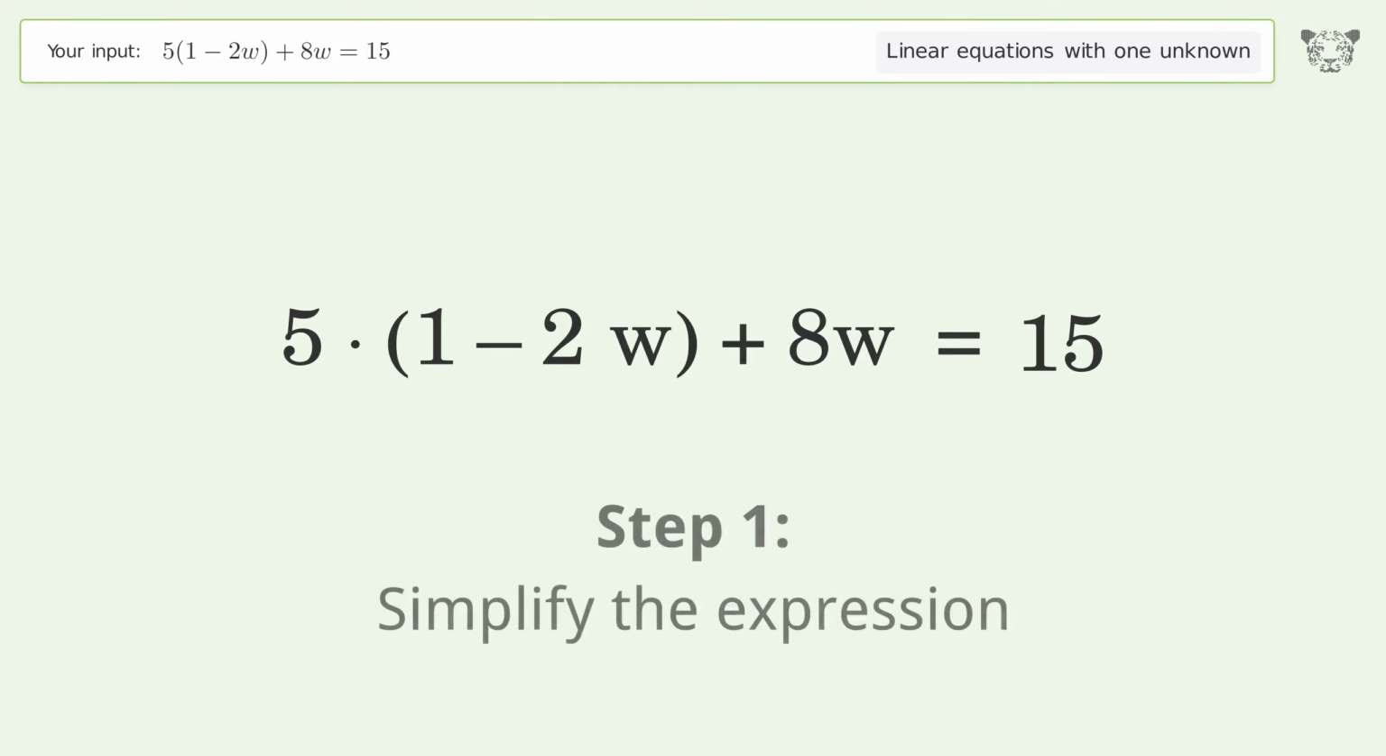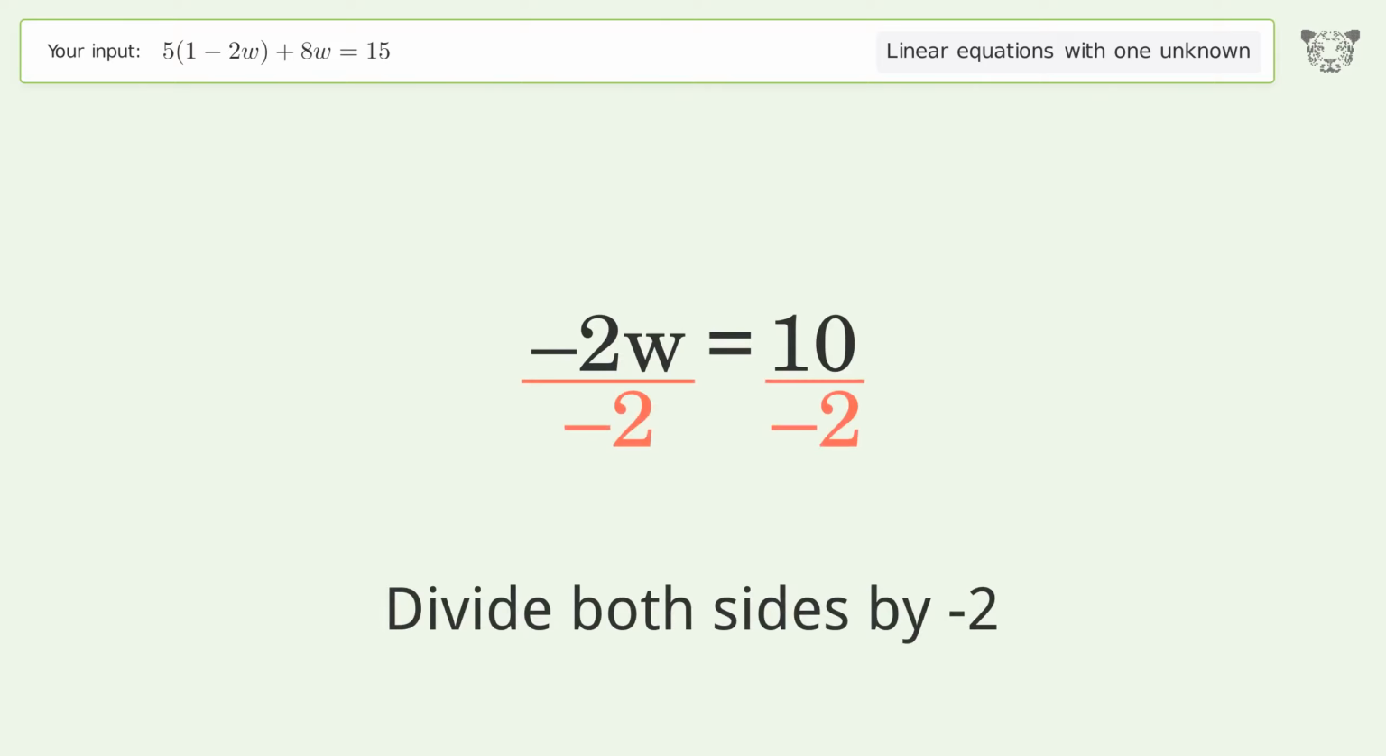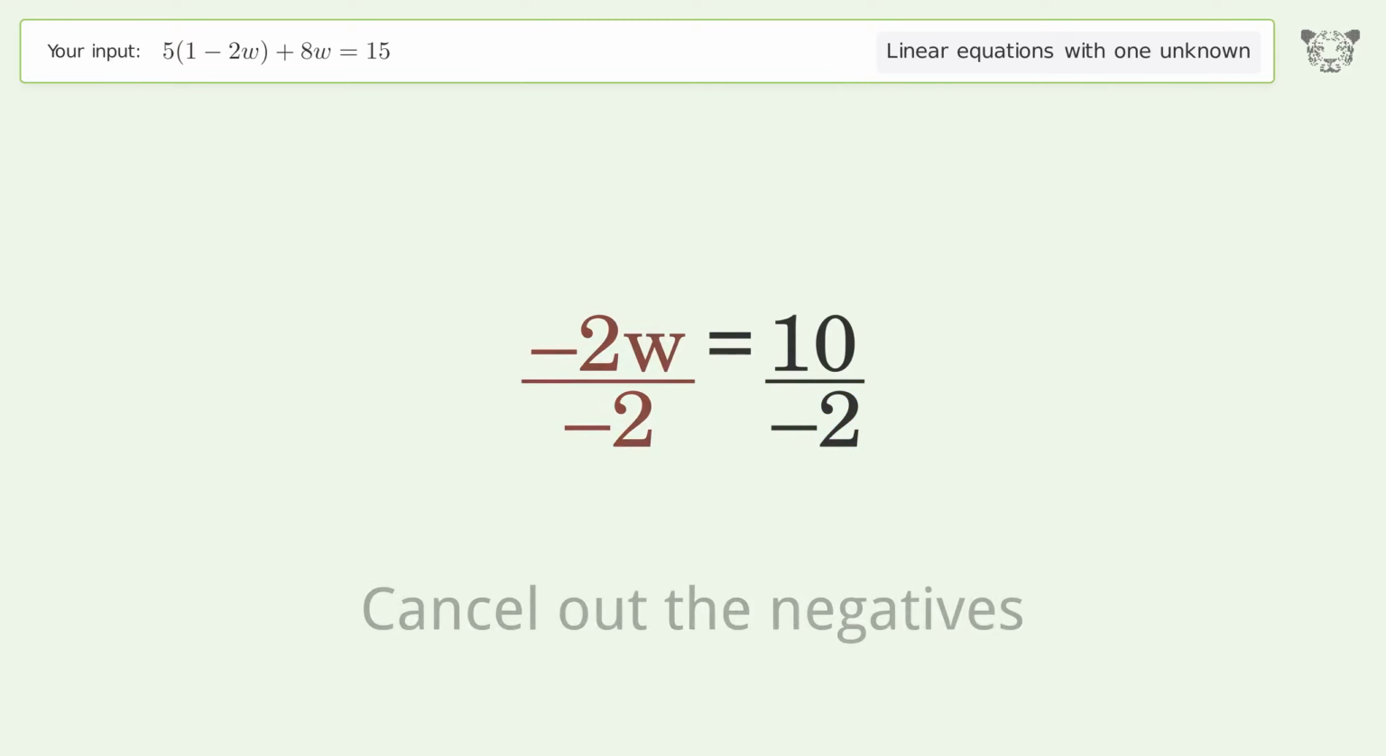Group all constants on the right side of the equation. Subtract 5 from both sides. Simplify the arithmetic. Isolate the w. Divide both sides by -2. Cancel out the negatives.